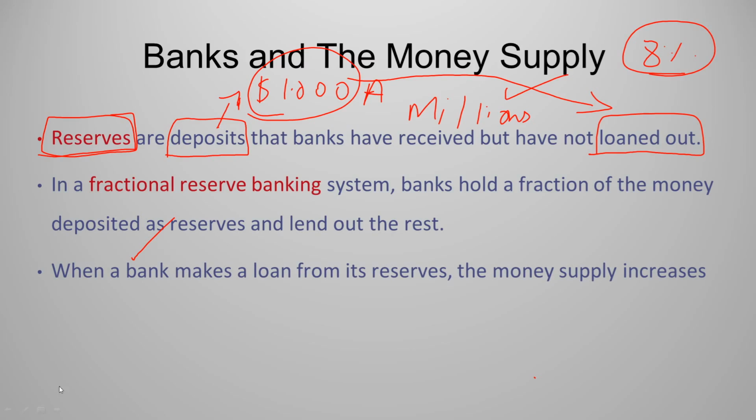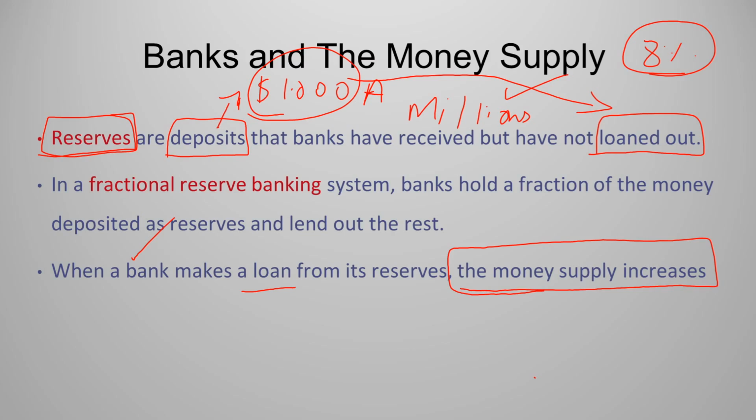And here is the interesting part. When a bank makes a loan from its reserves, the money supply increases. So what this means is that when a bank makes a loan to people, it is increasing the money supply in the economy.